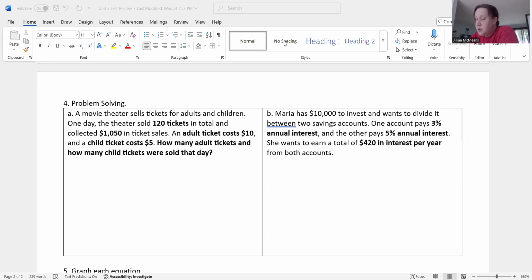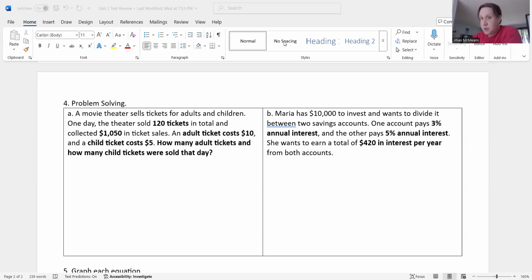The first problem says a movie theater sells tickets for adults and children. One day, the theater sold 120 tickets in total and collected $1,050 in ticket sales. An adult ticket costs $10 and a child's ticket costs $5. How many adult tickets and how many child tickets were sold that day?